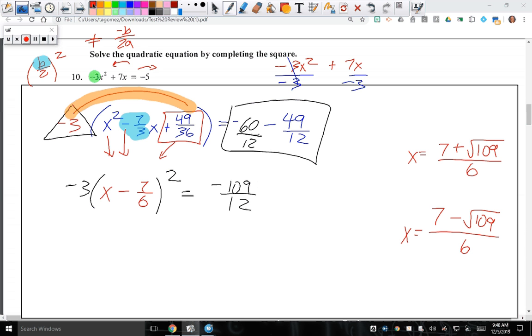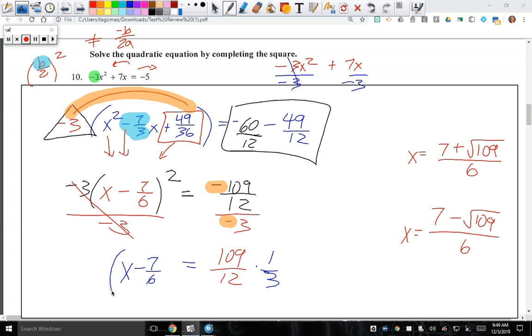I'll then, from here, divide both sides by a negative 3. So again, the negative divided by a negative is going to become a positive. And 109 over 12 divided by 3 is going to be the same as multiplying by 1/3. So I have this as a running answer. Over here, 109 over 12 times 1/3 will become 109 over 36.